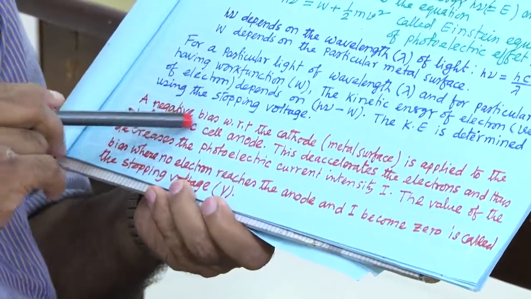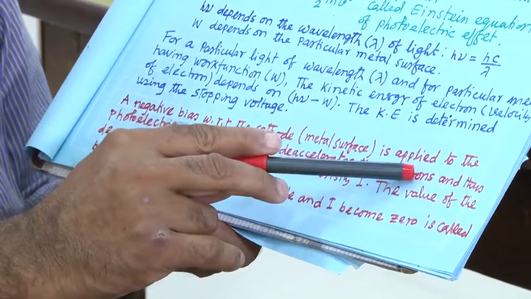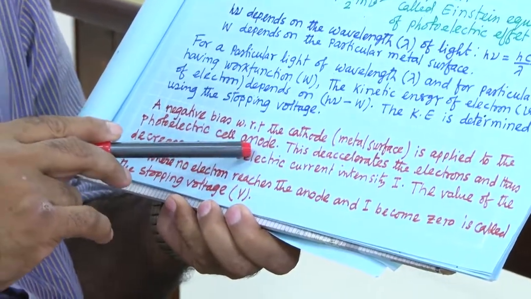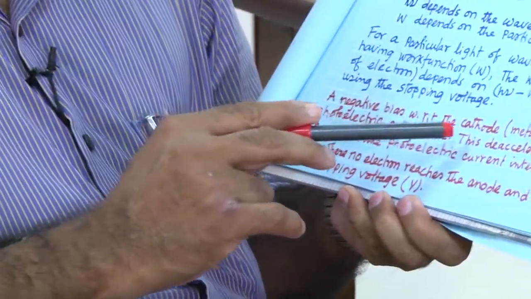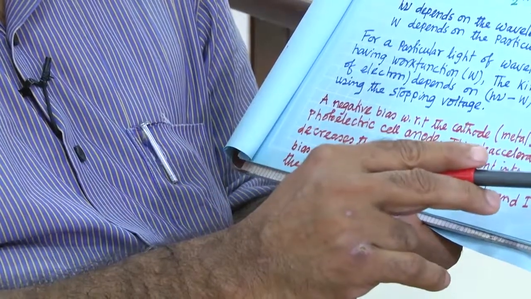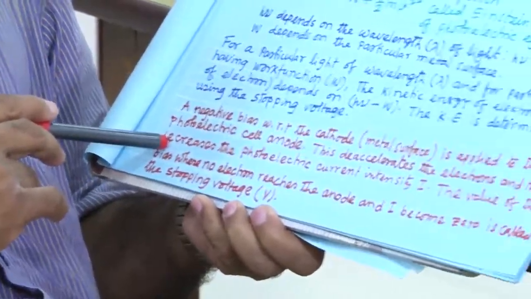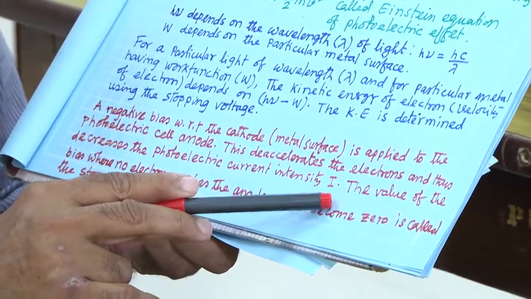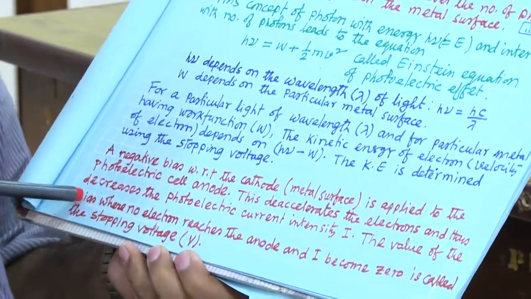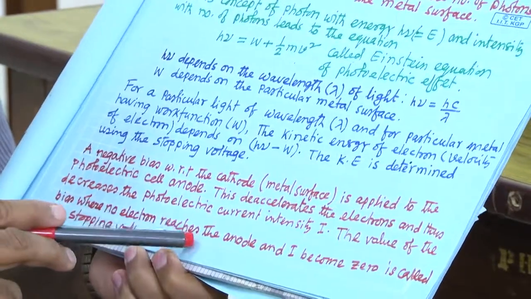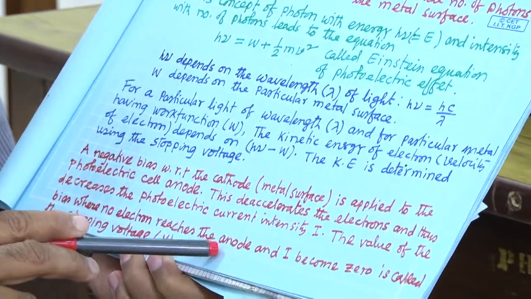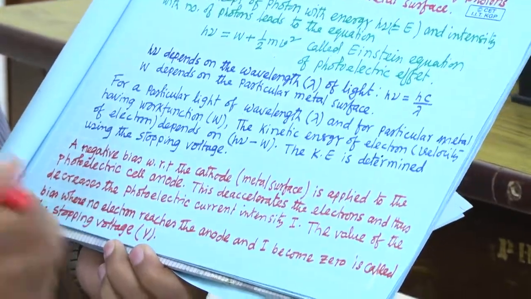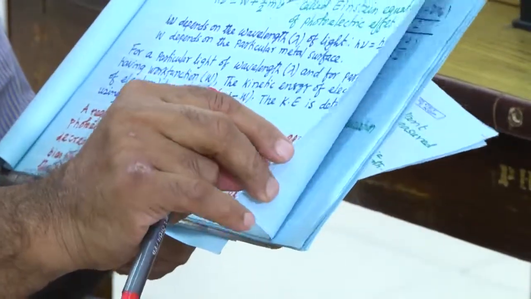A negative bias with respect to the cathode is applied to the photoelectric cell anode. This decelerates the electrons and thus decreases the photoelectric current intensity I. The value of the bias where no electron reaches the anode and I becomes 0 is called the stopping voltage V. That is what I explained.